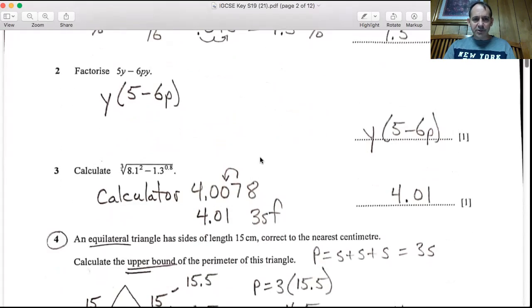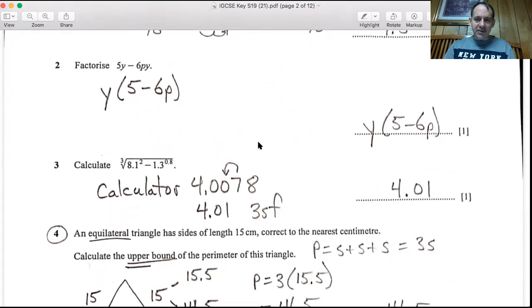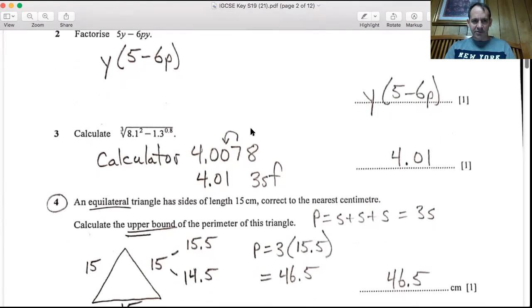Number 2 is a factorization. Remember, factorizing is looking for what's common to all the terms. So when you look at this first term, you have a 5y, and the second term you have a negative 6py. So there's a y that's common to both terms. So we factor it out. Factoring is dividing. So 5y divided by y just leaves you with 5, and 6py divided by y leaves you with a negative 6p. So that was pretty easy. This is just monomial factoring here.